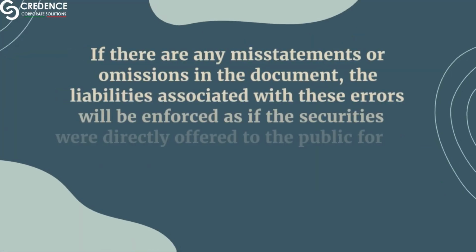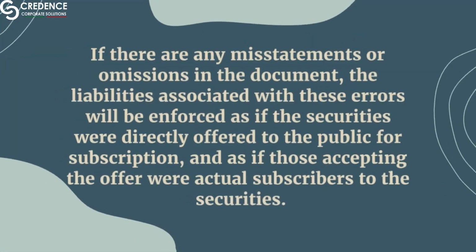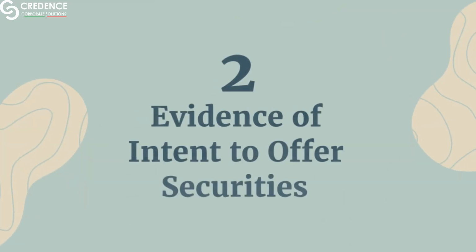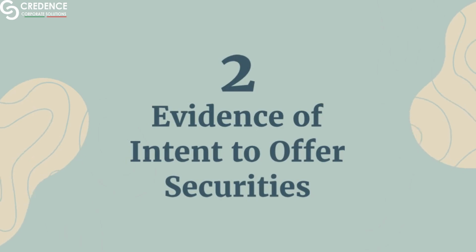If there are any misstatements or omissions in the document, the liabilities associated with these errors will be enforced as if the securities were directly offered to the public for subscription, and as if those accepting the offer were actual subscribers to the securities. 2. Evidence of intent to offer securities.